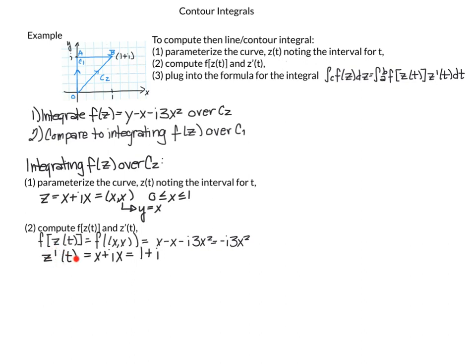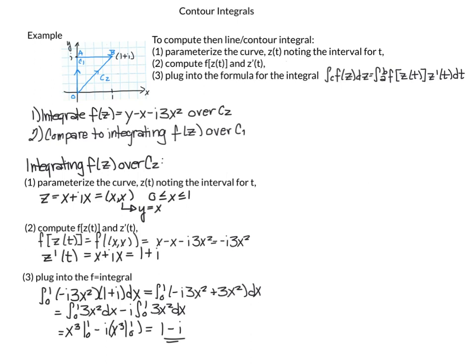Now I can take my derivative. So my derivative, where is my z? Here it is. z is equal to x plus i times x. When I take the derivative, this is going to be 1 plus i times 1.